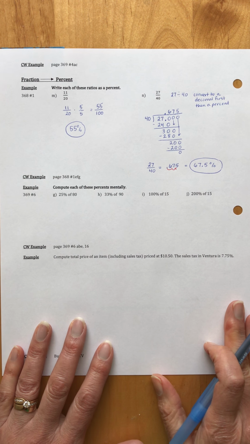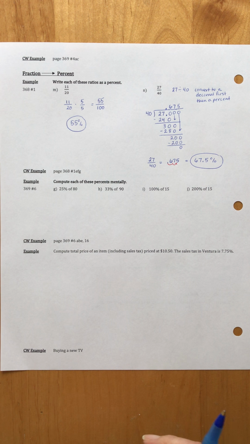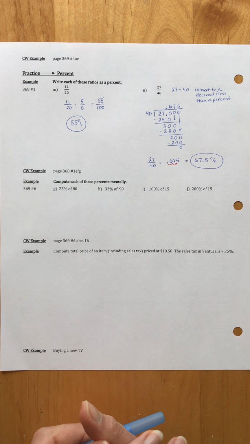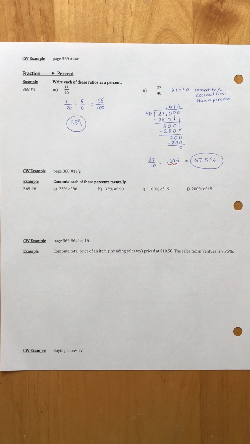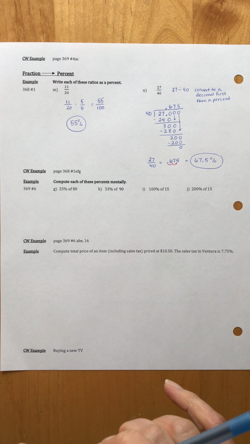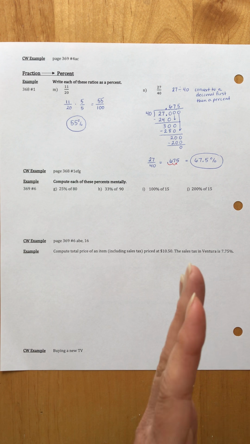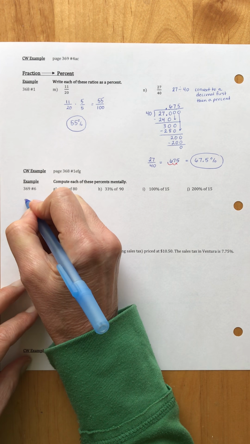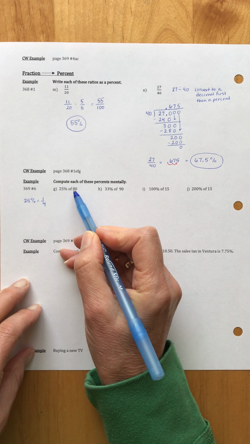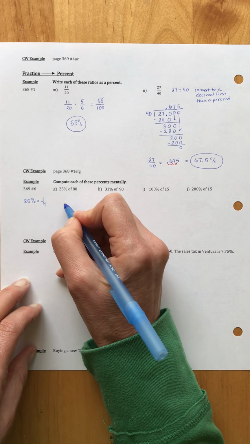All right, in these problems, it says compute each of these percents mentally. They just want you to have a feel for what percent means. When they say 25% of 80, you want to think, how many 25%s are there in 100? There's 25, 25, 25, 25. There's 4 25%s. So when you say 25%, you've divided it into 4 equal pieces. 25% is the same as 1/4. So you want to know, what is 1 piece when you divide into 4 equal pieces? Isn't that going to be 20?